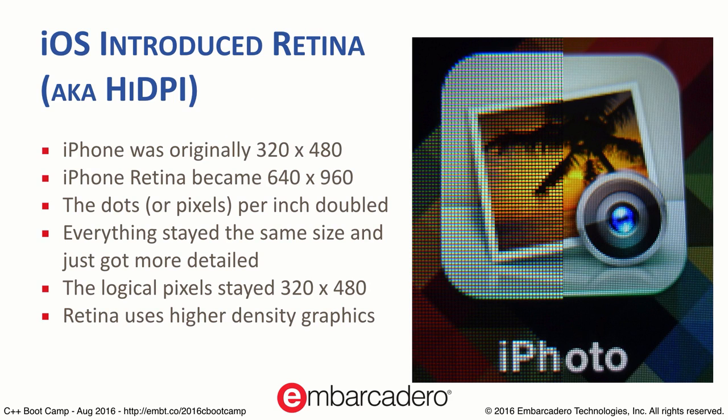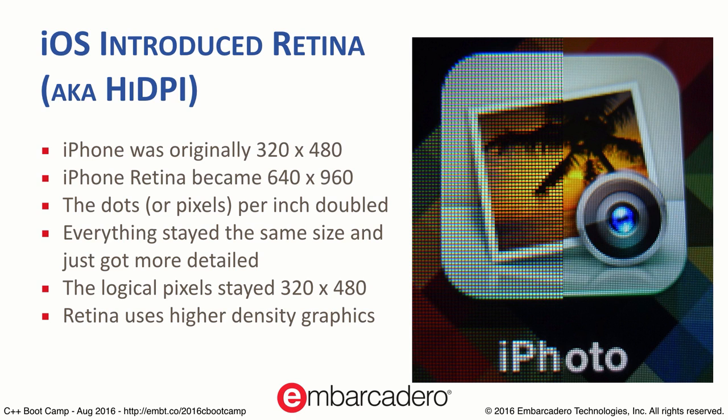First, a little bit of history. You probably all remember when this happened, but it's important for understanding how screens work on mobile devices. When the original iPhone was released, it was 320 by 480. And then the Retina iPhone was released, and they doubled the pixels per inch. You can see a screenshot of the two different versions. They didn't increase the amount of text on the screen or put more icons on the screen. Instead, they kept everything the same size and just added more detail.